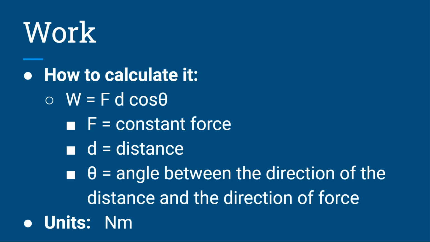So how do we calculate how much work we're doing? The equation for work is force times distance times cosine of the angle theta. In this equation, the W, of course, is work. F is going to be whatever constant force is being applied. The D is the distance over which you are applying that force. And then the angle is between the direction of that displacement and the direction of the force.